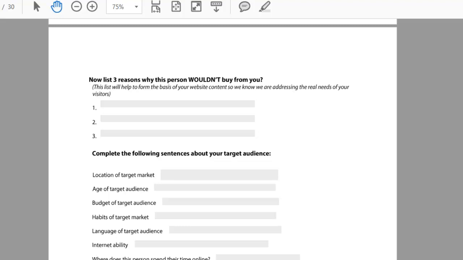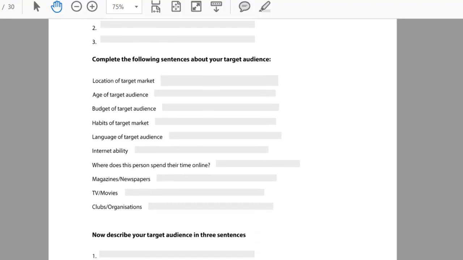What I need you to do now is list 3 reasons why this person wouldn't buy from you. So this is about getting past the objections on the website. Say, for example, a person wouldn't buy from you because they couldn't pay online, then it's about getting past that objection and thinking about the design of your website as well. But it also helps to inform your copy. When you're thinking about the objections in your content and your copy, you will need to address them and get rid of those fears and concerns for your potential client.